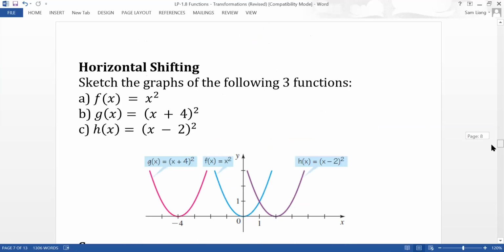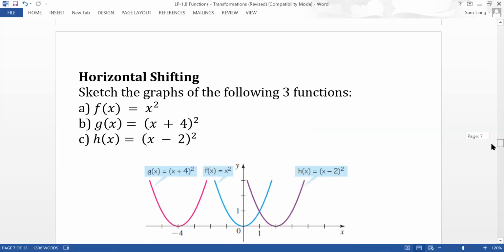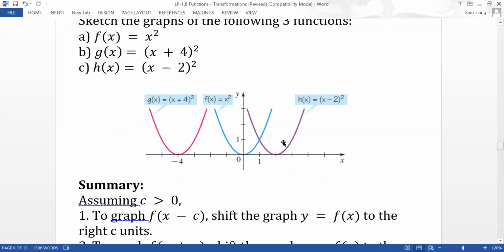Okay. All right, next topic is horizontal shifts. So sketch the graphs of the following 3 functions. We have x squared, (x plus 4) squared, (x minus 2) squared. Okay, so this is our parent function, or as our new textbook calls it, the toolkit function. So we have x squared here, vertex at the origin, right? So plus 4. So horizontal transformations are actually counterintuitive. So vertical transformations are intuitive, whereas horizontal is counterintuitive. Okay, so vertical, intuitive, horizontal is counterintuitive.